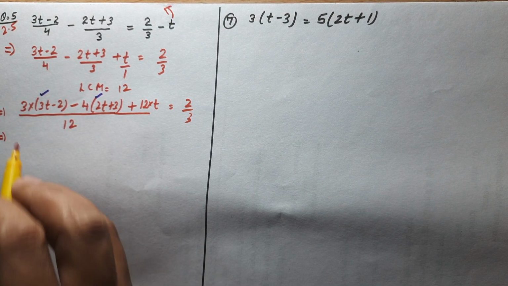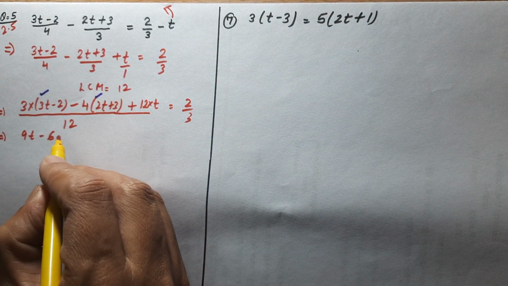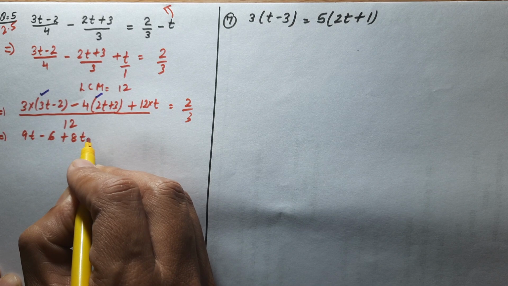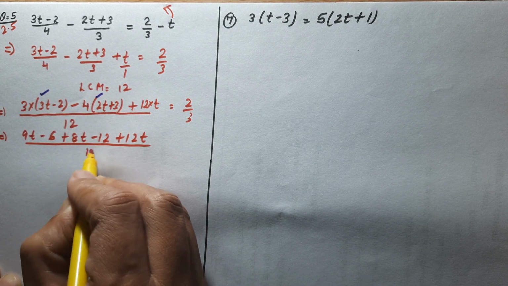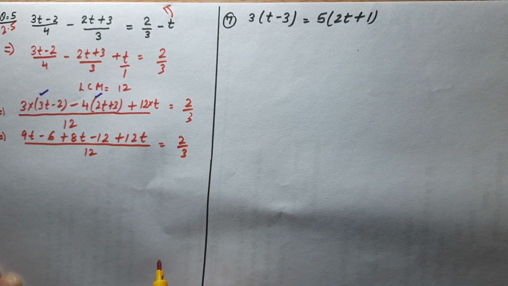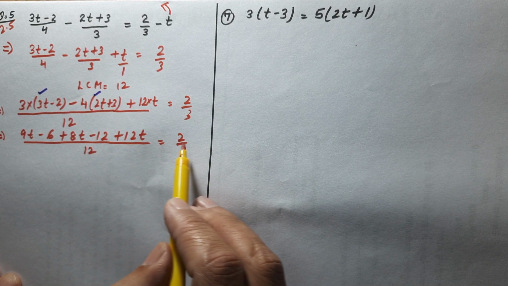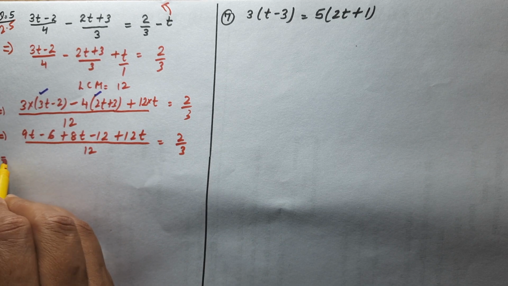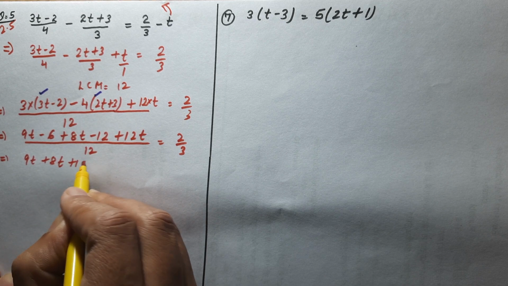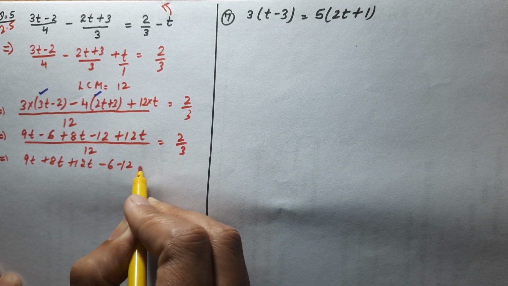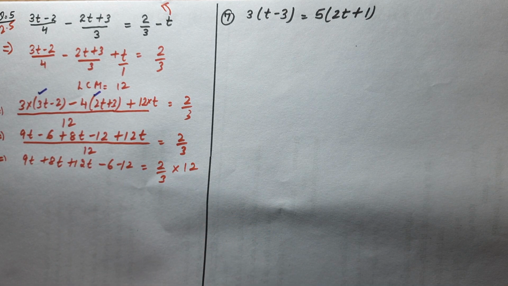Now just see the solution. 3 into 3t, 9t, minus 3 into 2 is equals to 6, 4 2s are 8t minus 4 3s are 12 plus 12t over 12 is equals to 2 upon 3. Now we will be simplifying numerator and transposing 12 to the other side. It will be multiplied. 9t minus 6 minus 8t minus 12 plus 12t is equals to 2 upon 3 into 12. Now just solve this.